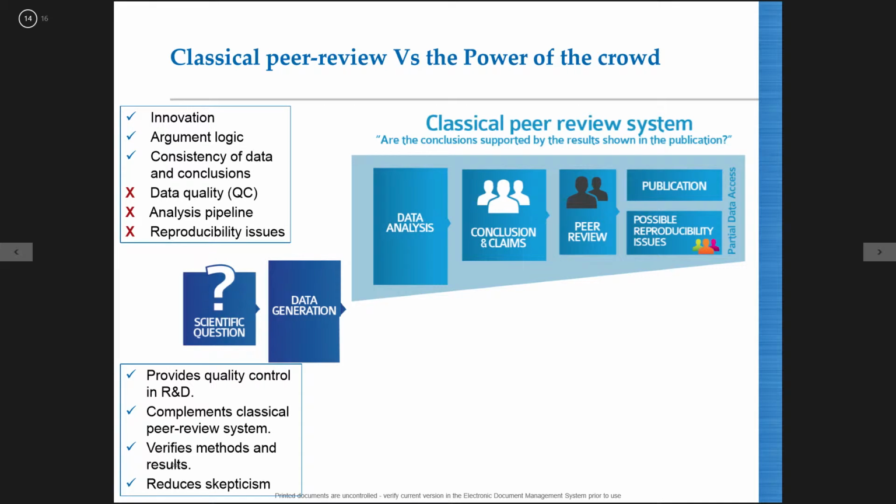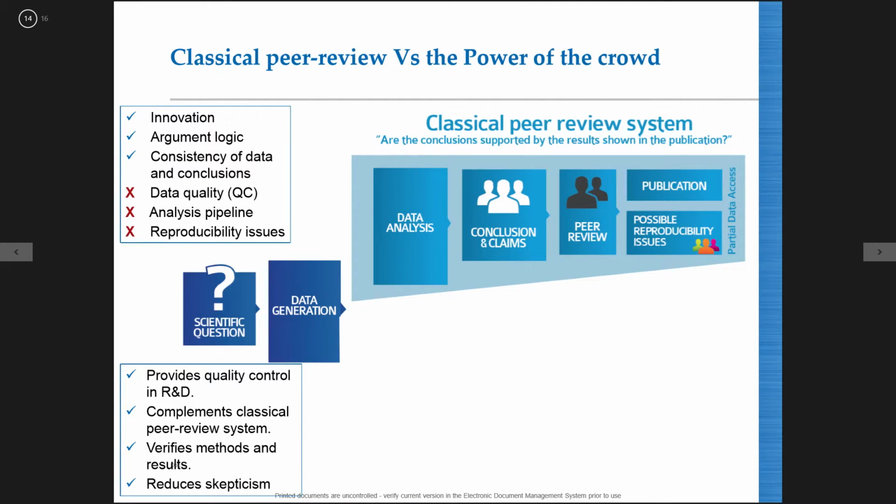If you think about the classical peer review system, basically you have a scientific question, you generate your data, analyze your data yourself, and then you write a series of conclusions or claims. And then you send that to review, whether it's a paper, a grant, etc. And the reviewers are limited in what they can evaluate because they don't have access in general to the full data set, only what was used to write that paper or that grant. So they can check things like innovation or the logic, whether the conclusions in your paper are supported by the data.